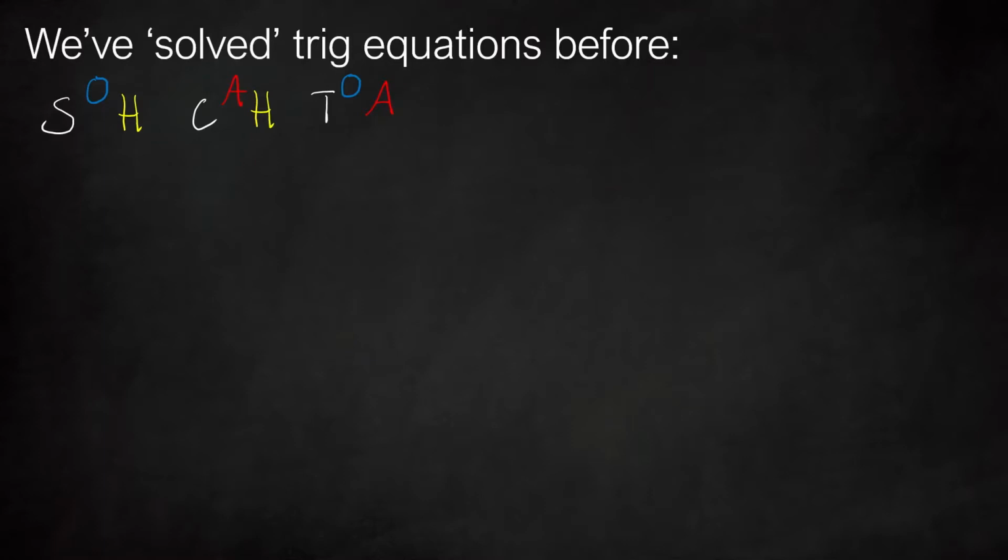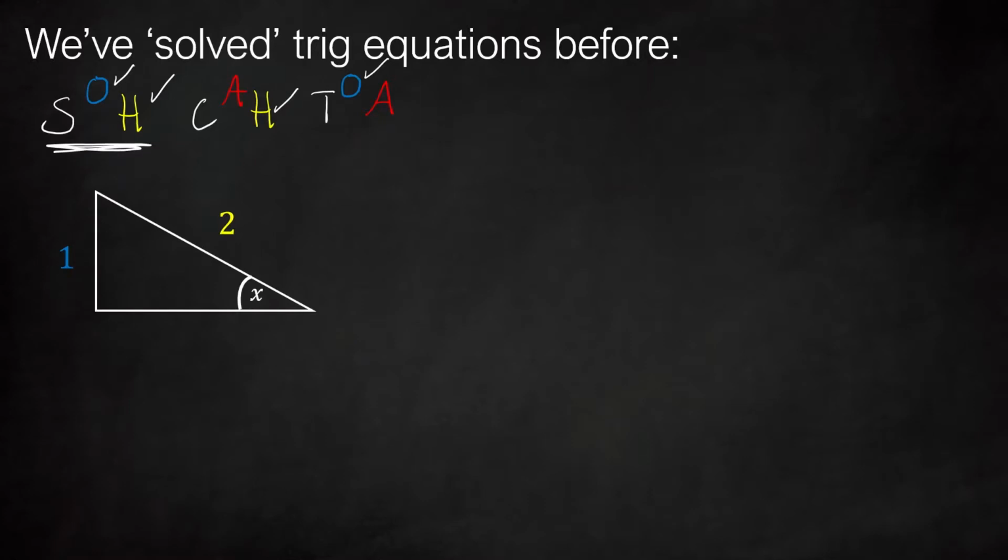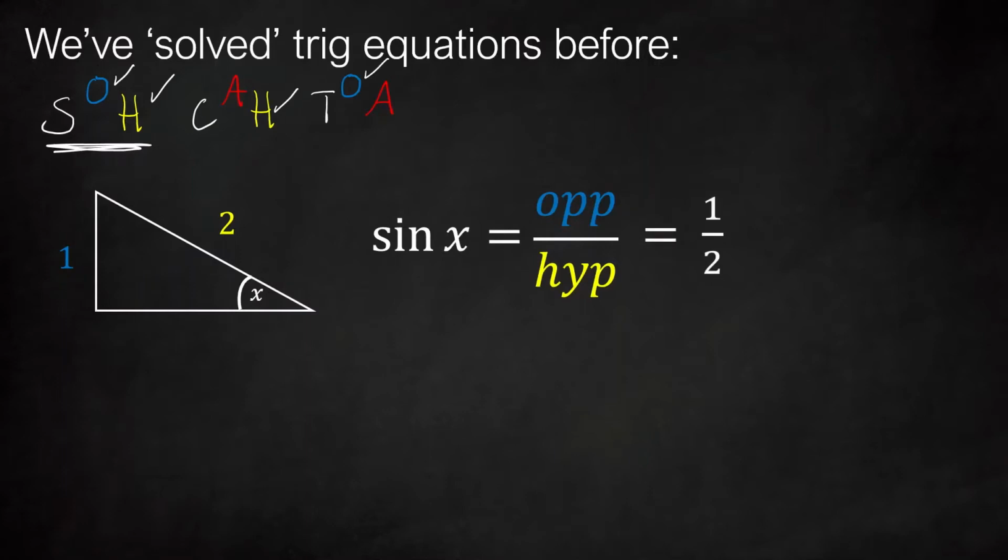Now let's take this right angle triangle and note that we're looking for the angle, and that we've got the opposite, which is the blue one, and the hypotenuse, which is the yellow one. And so we're going to tick off the O's for opposite and the H's for hypotenuse, and we can clearly see that we need to use sine. Sine is equal to the opposite over the hypotenuse, which in this case is just 1 over 2, which is a half.